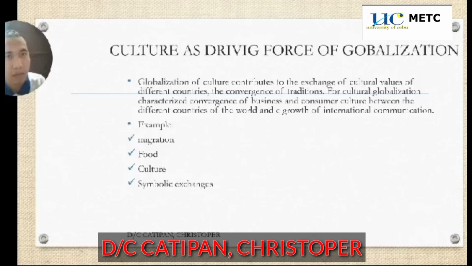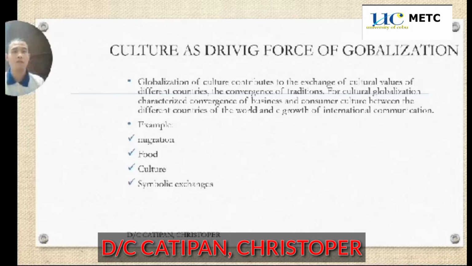An example is migration. What contributes to migration in globalization? For migration, people move within countries looking for better employment opportunities and a better lifestyle. Although migration is usually seen as problematic, it still contributes to sustainable development.